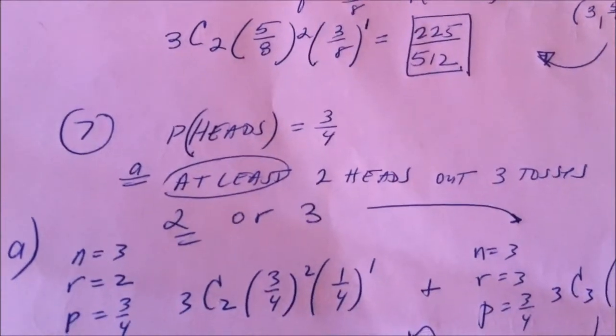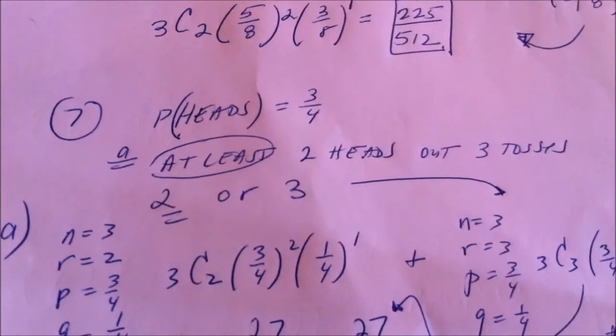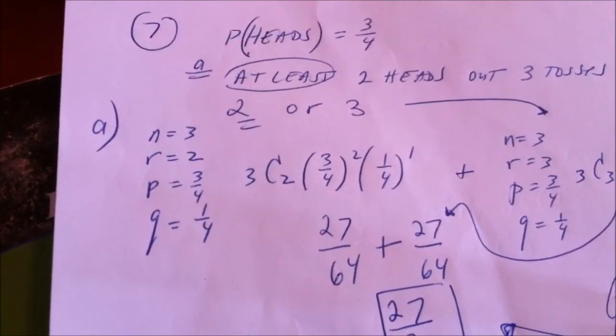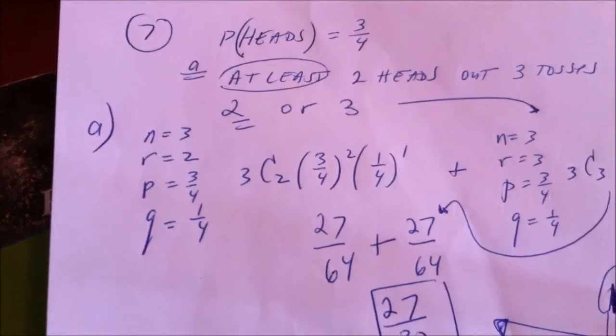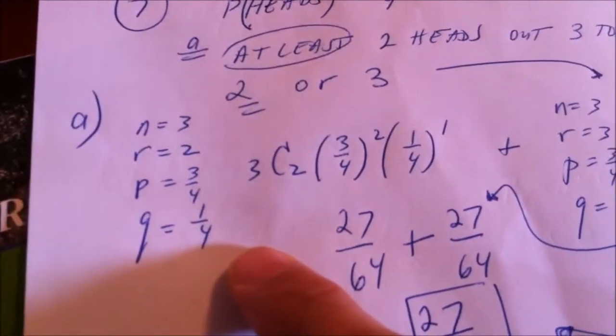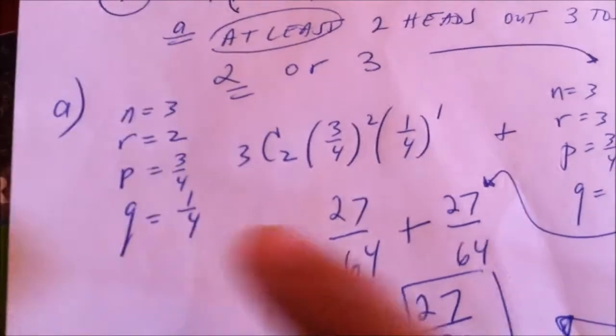So at least 2 is 2 or 3. And I always tell you, think money. Think money. At least $2 is going to be $2 or $3, right? Just like we did before, we're going to set up a trial for each one, putting your variables over here on the side. Tossing it 3 times, we care about 2 heads. The probability of heads is 3/4. Probability of not heads is 1/4.